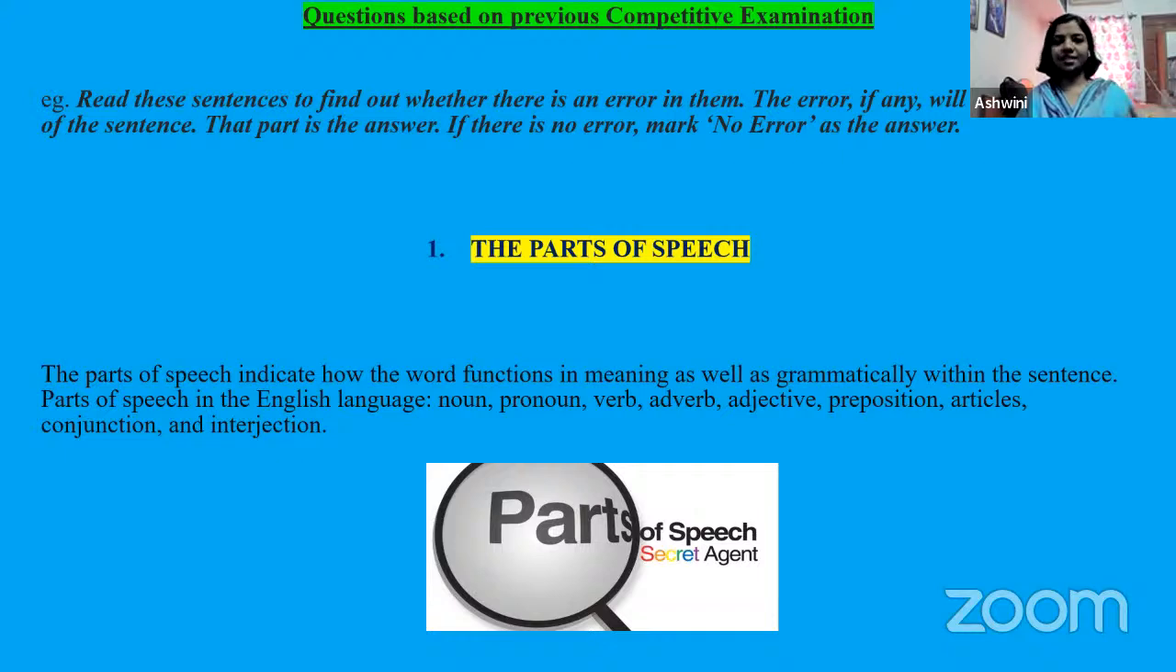You read these sentences to find out whether there is an error in them. The error, if any, will be in one part of the sentence, and that is your answer. And if there is no error, mark no error. Okay. Now here the parts of speech are a very important topic. Here I'm just giving you a short and very little information about this grammar section.